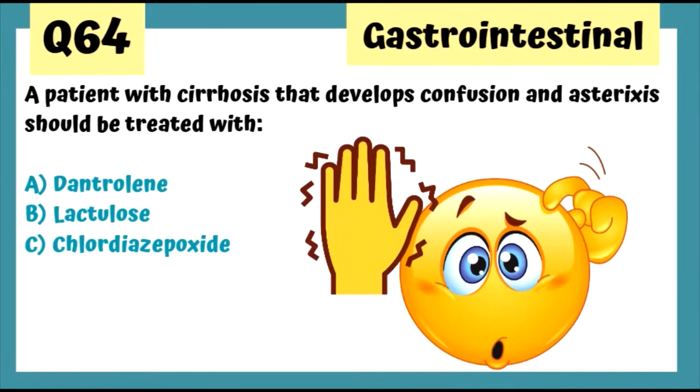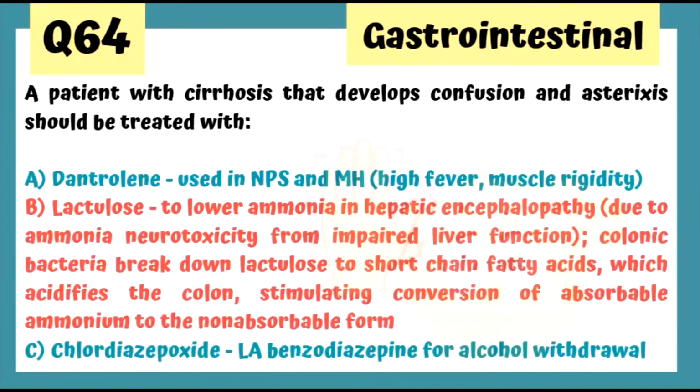Question 64. A patient with cirrhosis develops confusion and should be treated with lactulose. We saw lactulose. The mechanism is that it lowers ammonia in hepatic encephalopathy, as opposed to dantrolene, which is used in neuroleptic malignant syndrome and in malignant hyperthermia. And chlordiazepoxide is a long-acting benzodiazepine for alcohol withdrawal.